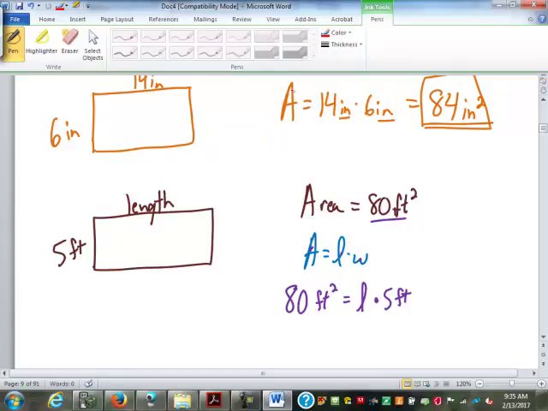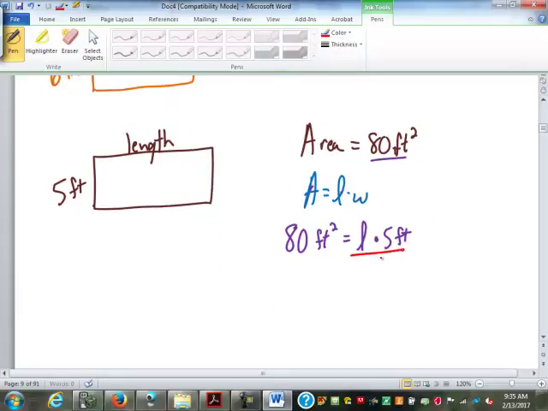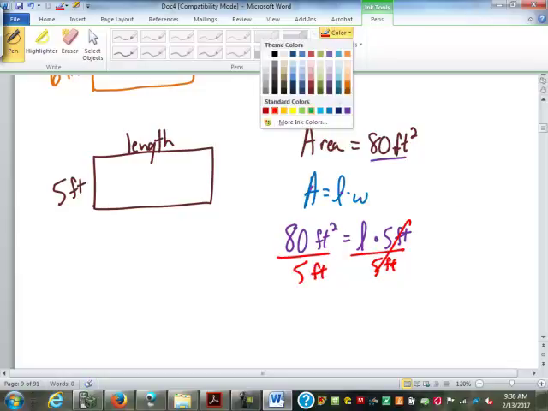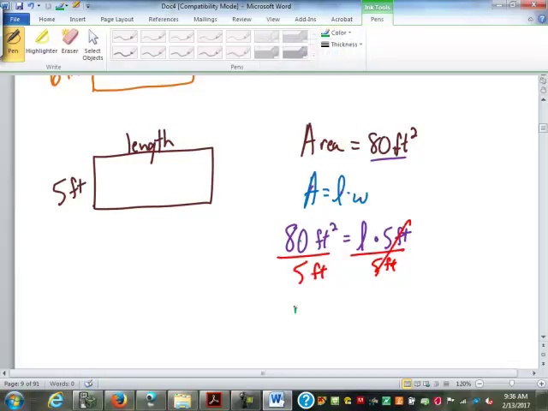So to solve, I have to divide by 5 feet. So that divides out. So now we divide this. 80 divided by 5 is 16. Feet squared divided by feet is just feet. So the length is 16 feet.